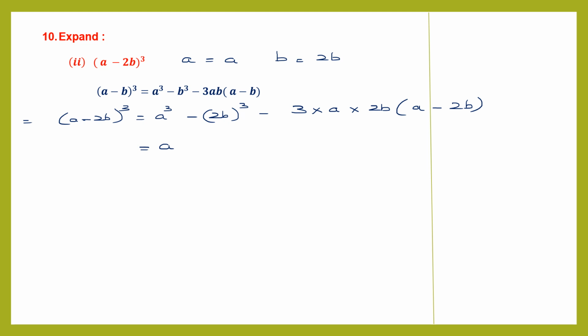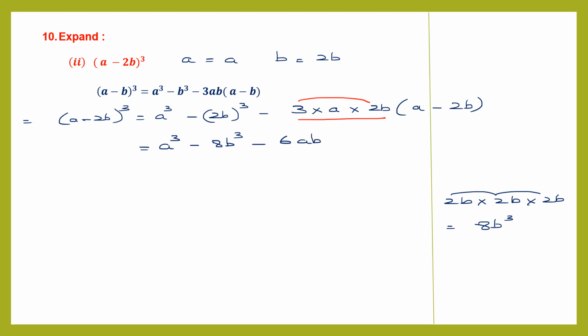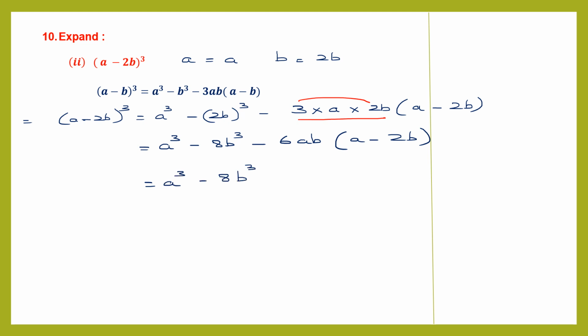So here a cube will remain as a cubed minus 2b cubed, that is 2b into 2b into 2b. 2 twos are 4, 4 twos are 8, so that will be 8b cubed. So let's write that. So that will be 8b cubed minus, now we have to work this whole thing. So here the numbers are 3 and 2. 3 twos are 6 and a into b is ab. And in brackets we have a minus 2b, those are unlike terms, so we can't do anything. So we're going to leave it as it is. Now we're going to continue here. So this will be a cube minus 8b cubed minus.